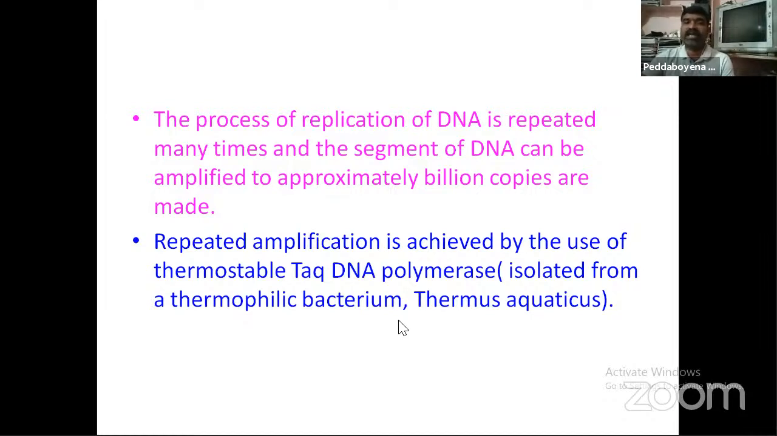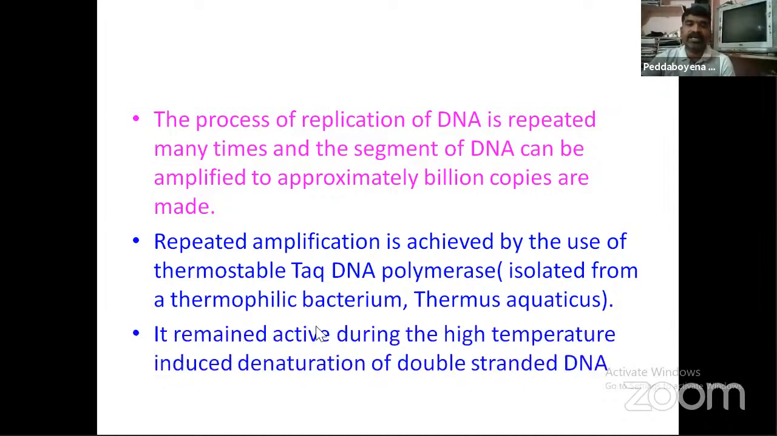What is that? The Taq DNA polymerase is isolated from Thermus aquaticus. And the next one, it remained active during the high temperature induced denaturation of double stranded DNA. So this is very important.